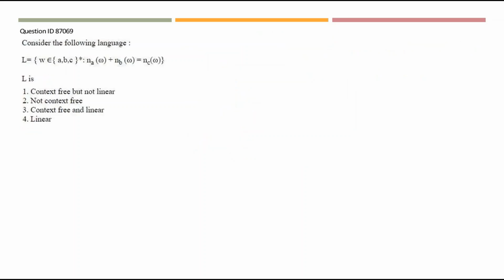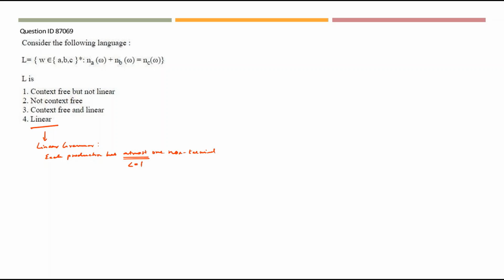Next question. Consider the following language. W belongs to {a, b, c}*. Number of A's in the string plus number of B's in the string will give number of C's in the string. So let's first understand what is linear. A language generated by a linear grammar is linear language. In linear grammar, each production has at most one non-terminal. At most in the sense it will be less than or equal to 1. So every production doesn't have a non-terminal, or it will have only one non-terminal, not more than that.